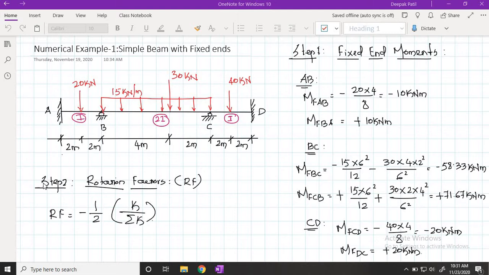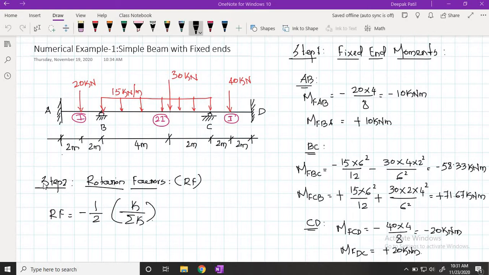In this video series I will be dealing with the analysis of indeterminate structures. I will be starting with Kani's method. I will try to explain the concept of Kani's method and everything using this simple numerical example. We'll see each and everything one by one.